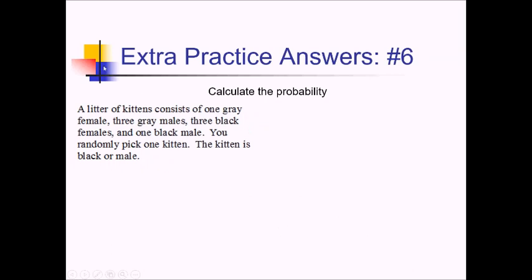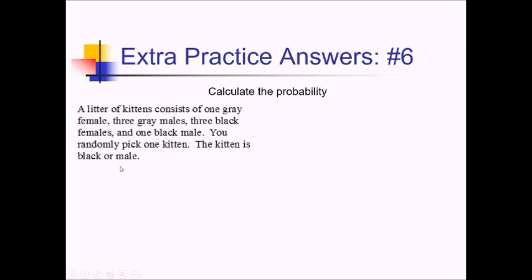For this problem, we have a litter of kittens, consisting of 1 gray female, 3 gray males, 3 black females, and 1 black male, so they really spelled a lot out in that first sentence. And then we randomly pick one. We want to know the probability that it is a black kitten or a male kitten. All right, so is there any overlap between these groups?